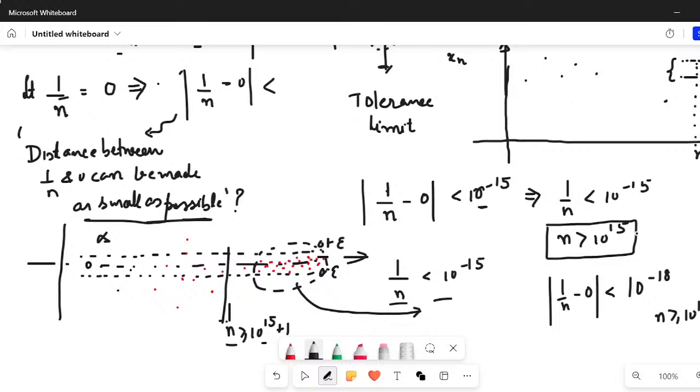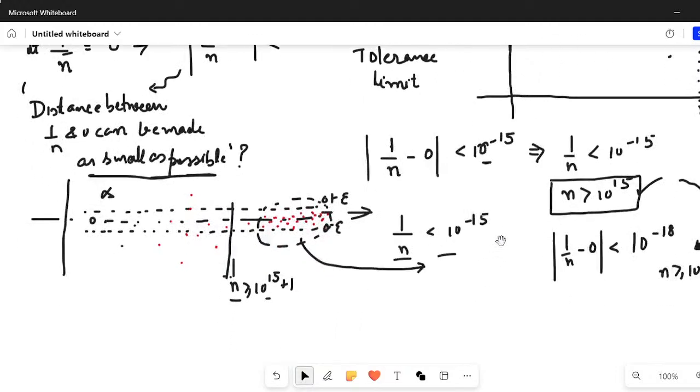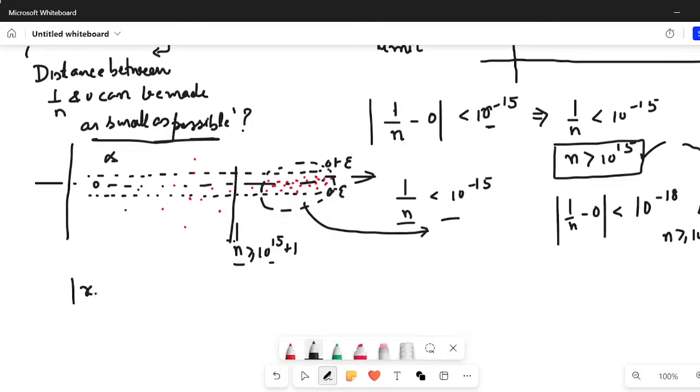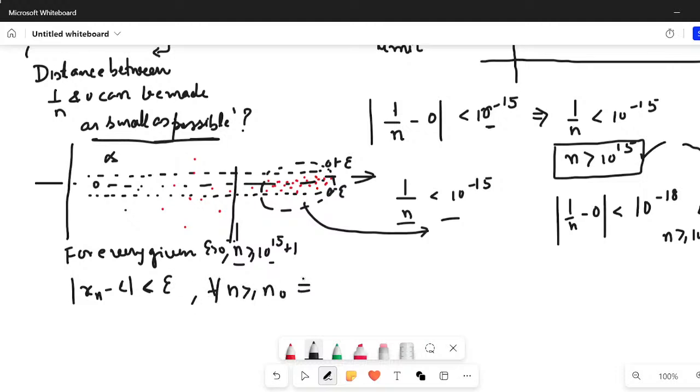18 plus 1. So for every given epsilon, if I am able to produce an n naught such that xn minus l का mod is less than epsilon, so for every given epsilon greater than 0, xn minus l, if it can be made less than epsilon for all n greater than equal to n naught, this implies that my limit xn is equal to what? L. Is that clear, Amit, or is that not clear? I hope it is clear.